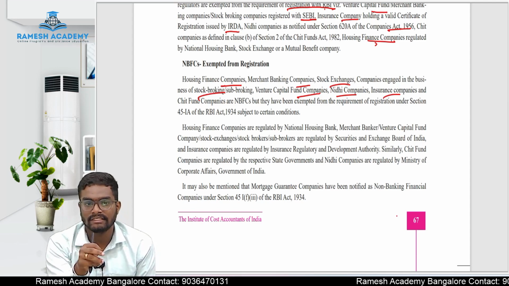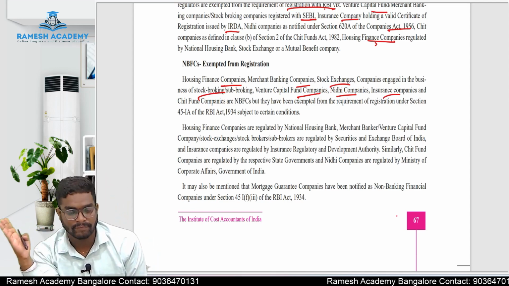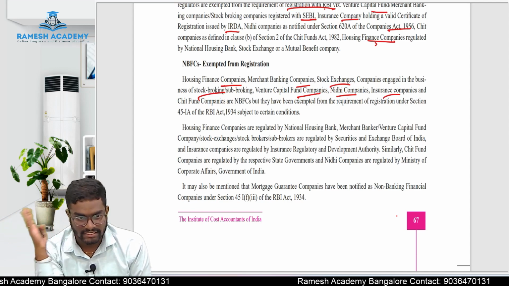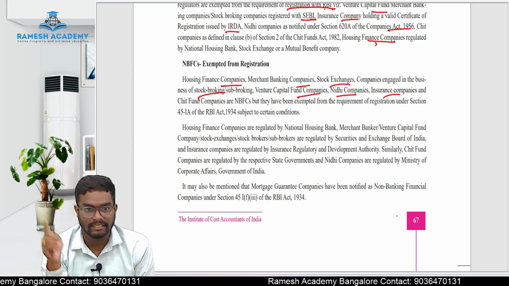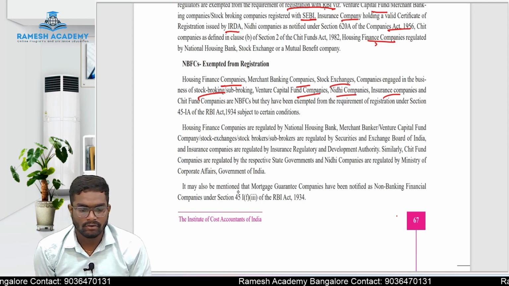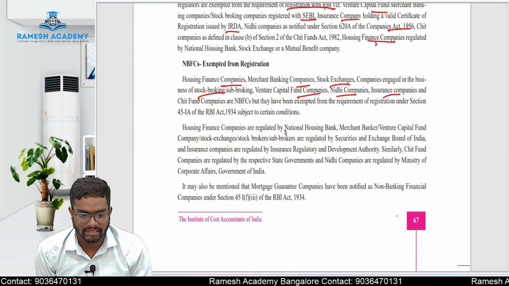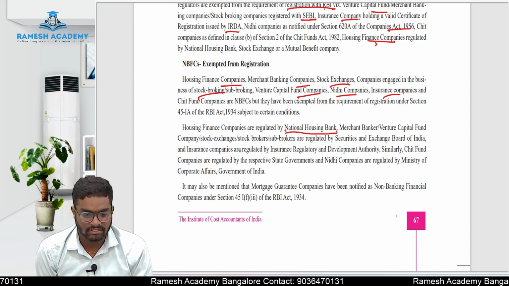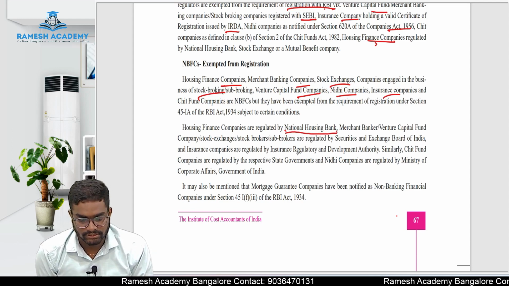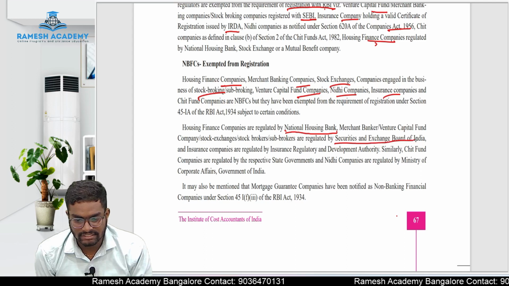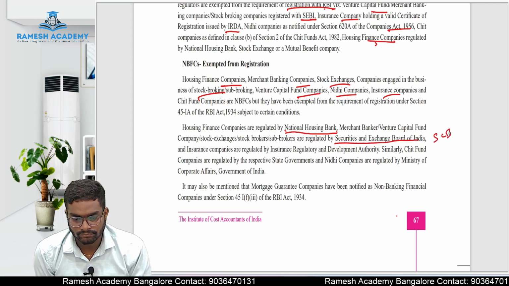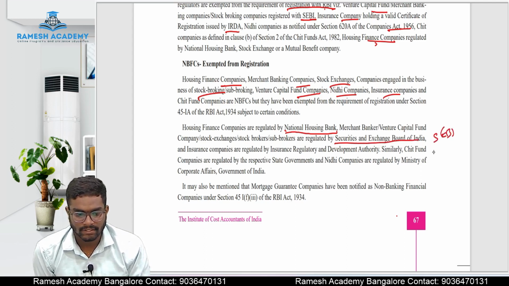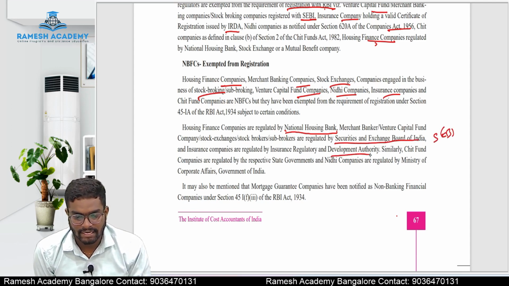They have to take registration, but not under RBI. Different agencies: SEBI, IRDA, Companies Act in case of a Nidhi company, etc. Housing companies are regulated by National Housing Bank. Merchant bankers, venture capital funds, stock exchanges, stock brokers, sub brokers are registered under SEBI. Okay, insurance companies are regulated by IRDA.